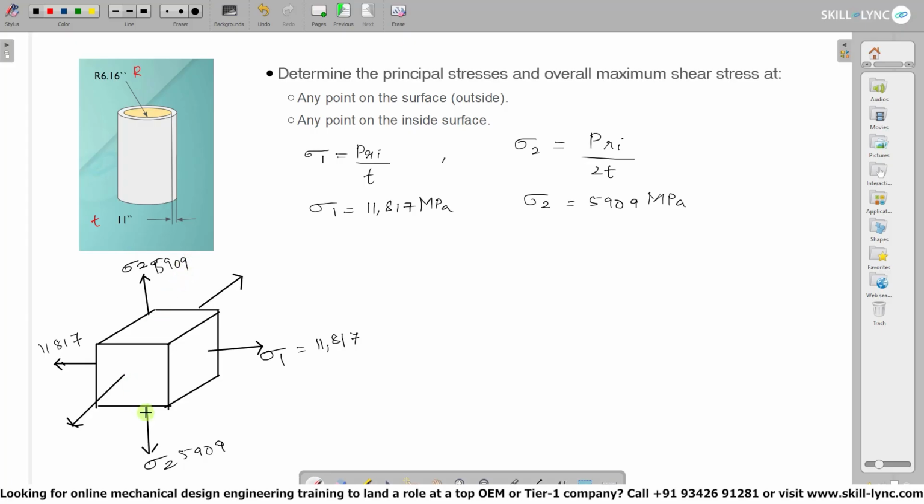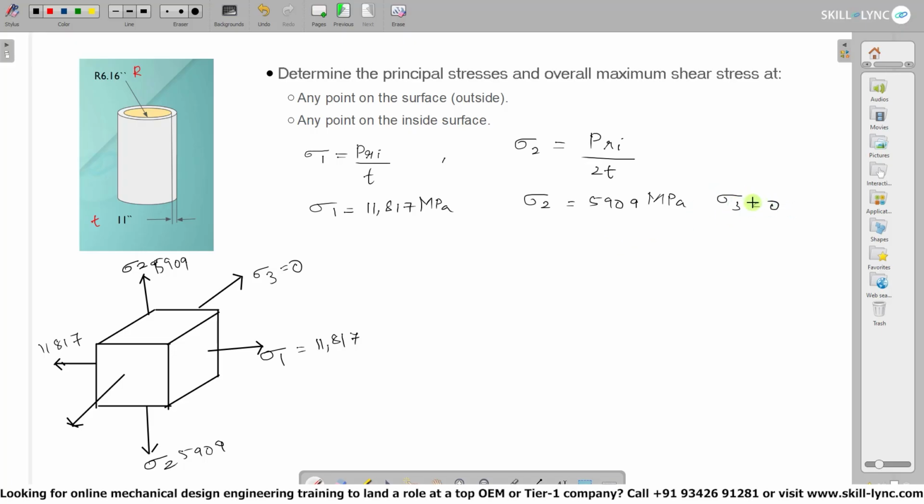But because this is the outer surface, the third sigma value is going to be 0, because there is no pressure exerted on the outer surface. Pressure is exerted only on the inner surface, and that too in the inwards direction because it's a pressure exerted by the liquid. So basically sigma 3 is 0.